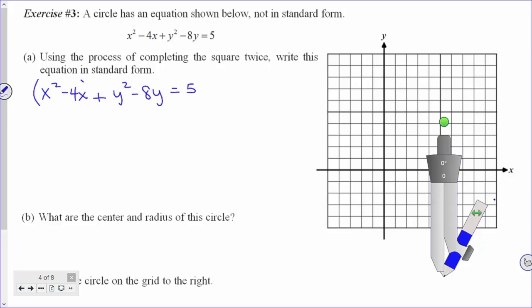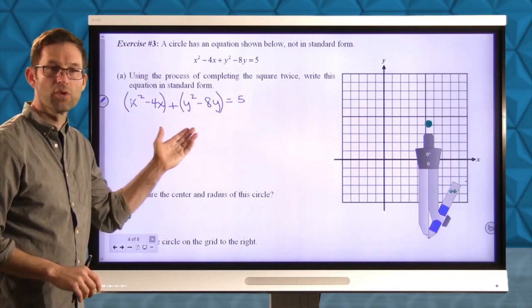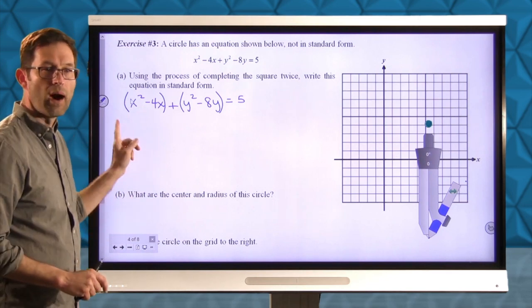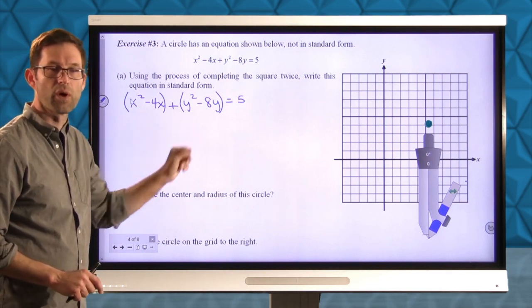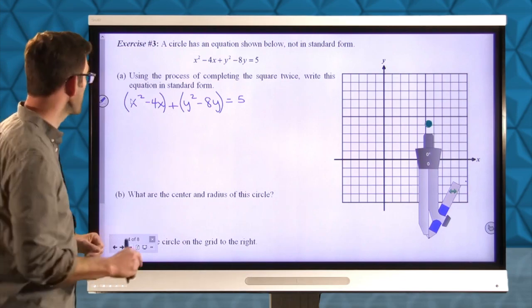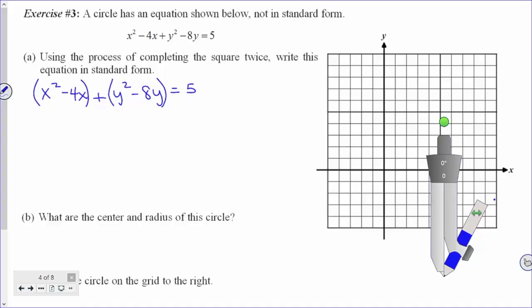And I'm really thinking about it grouped like this, where I've got the x terms grouped together, the y terms grouped together. I'm going to complete the square for this, complete the square for that, and then we'll have the equation written in standard form. So what do I need to do to complete the square here?